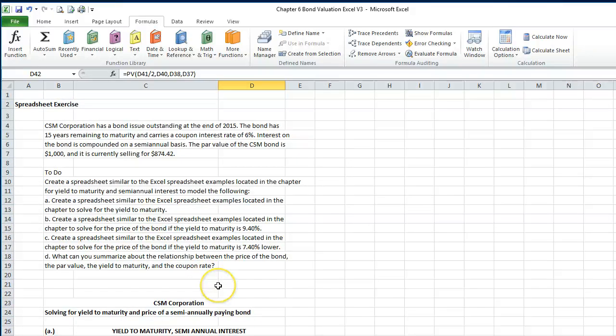Okay, so that is the spreadsheet help for Chapter 6, Rates and Bond Value.